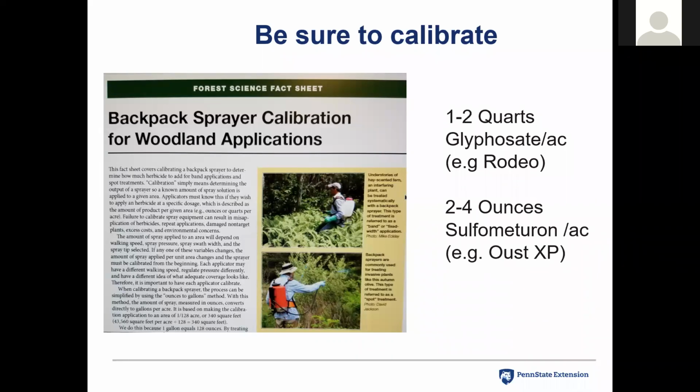This is my Forest Science fact sheet, backpack sprayer calibration for woodland applications. It'll walk you through exactly how to do that for a band type of treatment. So you're taking out a band, which is a certain width, as you walk systematically back and forth through these patches of fern. And so that's how you would start in your calibration process. But it's a very simple process that walks you through some real examples using 2 ounces per acre, for example, and it shows you exactly how to do the math to do the calibration exercise.